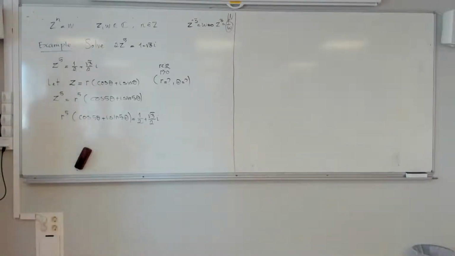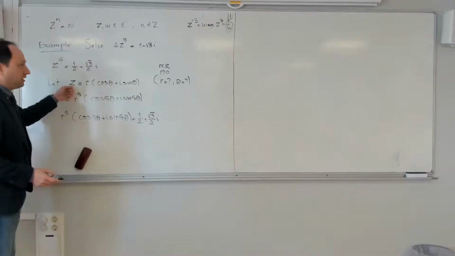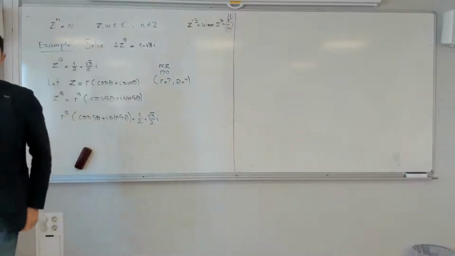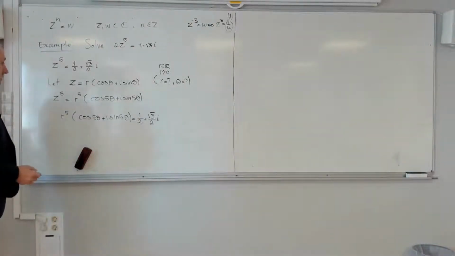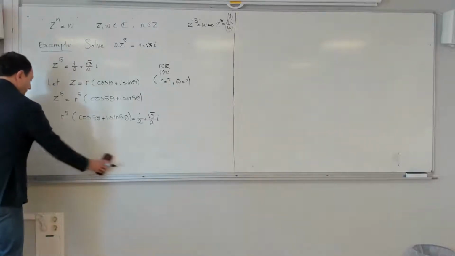Don't forget, your goal is to determine r and theta, because if I find r and theta and plug them back here, then I will find my z, and that's my goal. I want to find z. Yes? Should we not compute the theta of the right-hand side? Pardon? If we rewrite 1 over 2 plus the square root of 3 over 2 i in the polar form, yeah. Yeah, that's possible, but that is not what I followed.